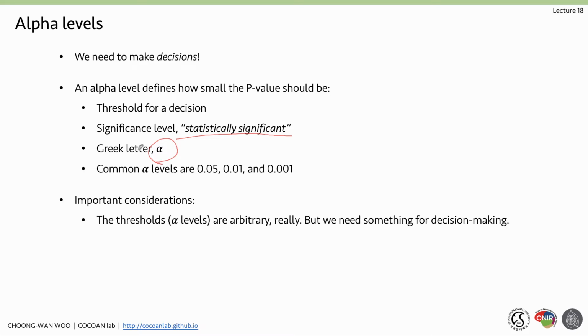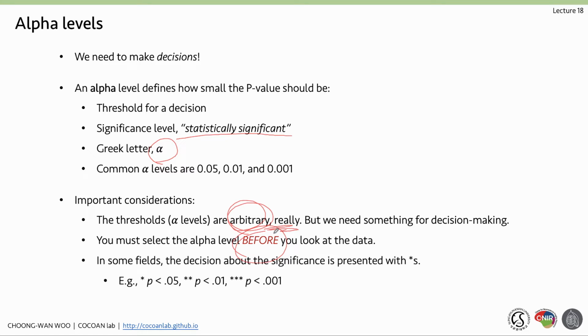And there are important considerations. The alpha level thresholds are arbitrary, as I said. It's really arbitrary, but we need something for decision making. You must select the alpha level before you look at the data. If you choose the alpha level after you look at the data, your results are likely to be biased. In some fields, the decision about significance is presented with stars. Like 1 star, p less than 0.05, 2 stars, p less than 0.01, 3 stars, p less than 0.001. But still, it's better to report the p-value in addition to the stars.